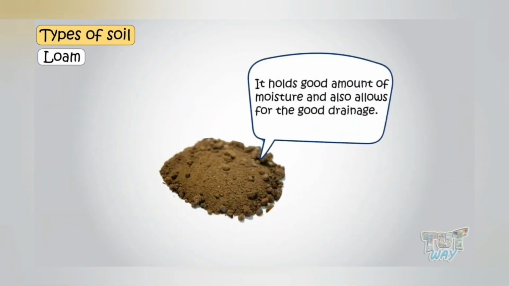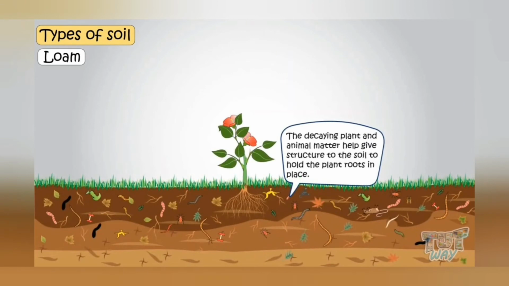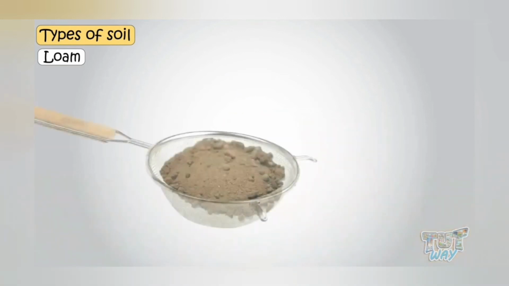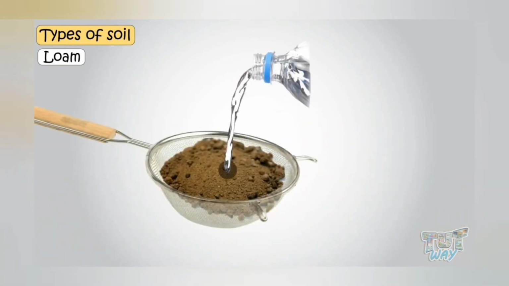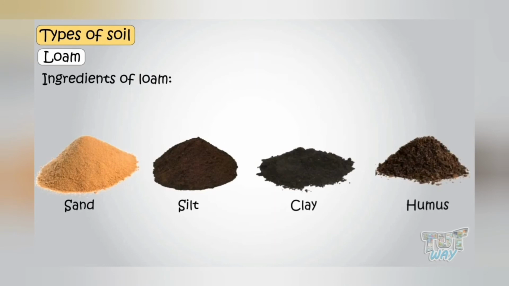So it holds a good amount of moisture and also allows good drainage. The decaying plant and animal matter help give structure to the soil to hold the plant roots in place. Loam also holds just the right amount of water, neither too less nor too much. It lets some water in, while allowing the extra to drain. Ingredients of loam are sand, silt, clay, and humus.